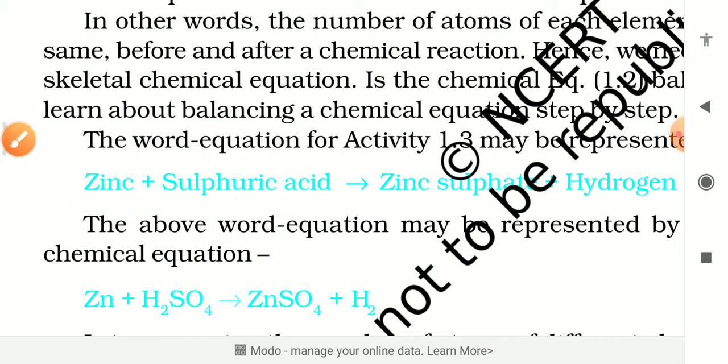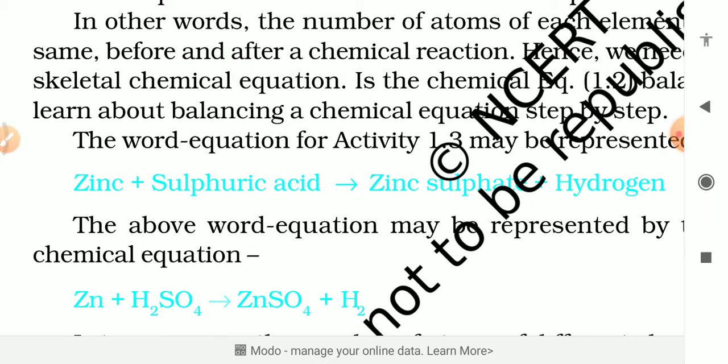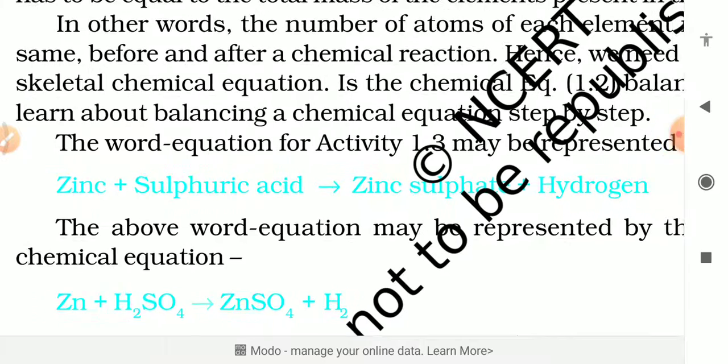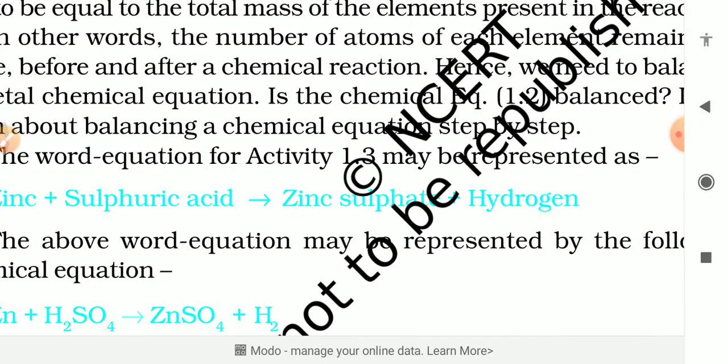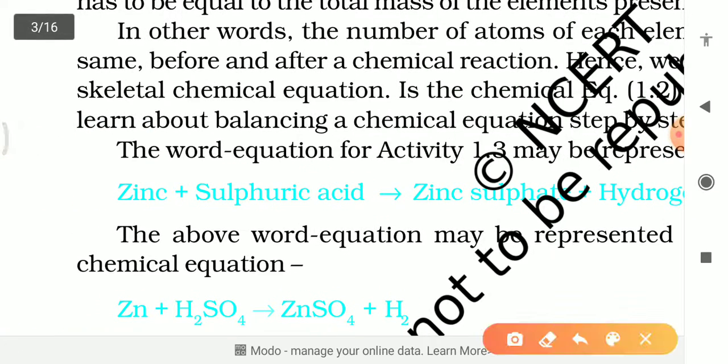You will see here zinc and sulfuric acid are your reactants. Zinc plus sulfuric acid is the reactant, and when zinc and sulfuric acid combine, they give rise to zinc sulfate plus hydrogen. Students, hydrogen is here. Hydrogen is a gas here. Now this is called your word equation.